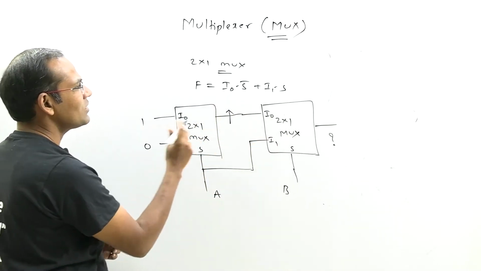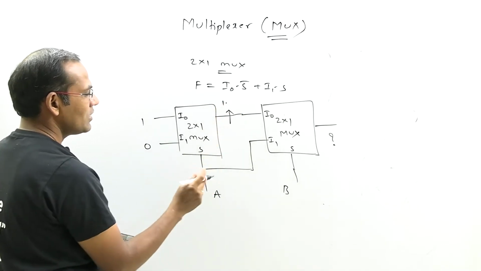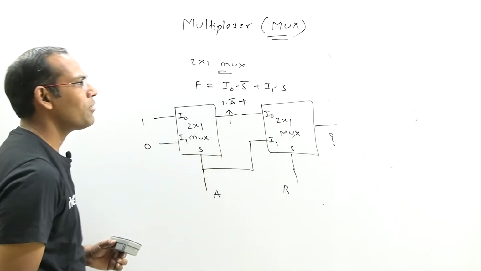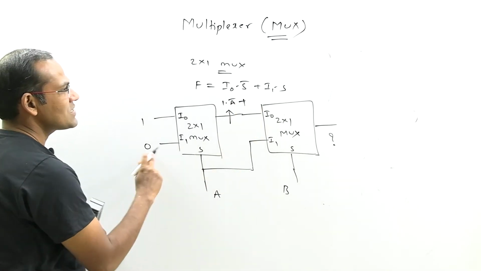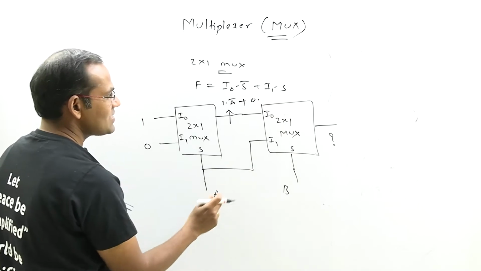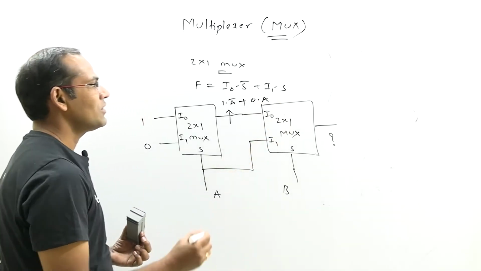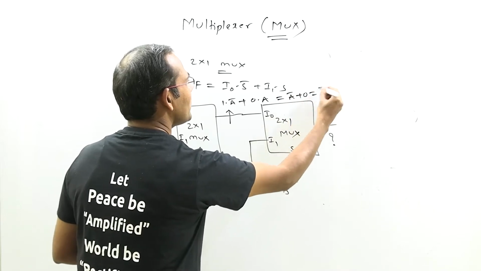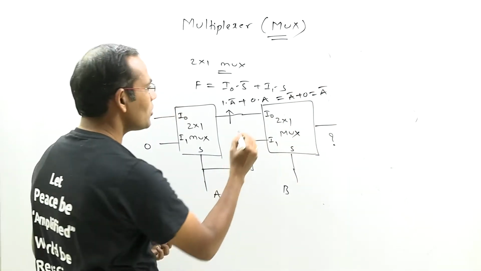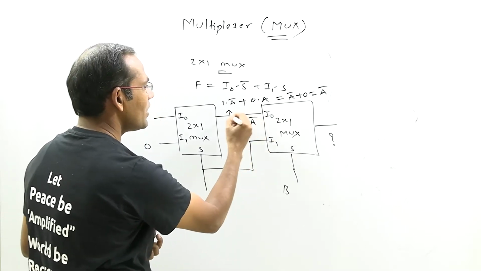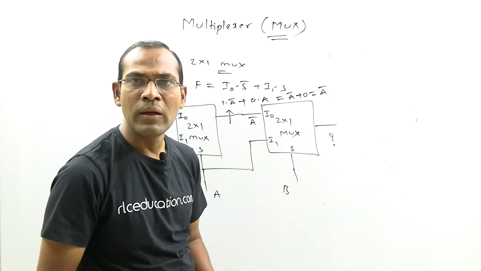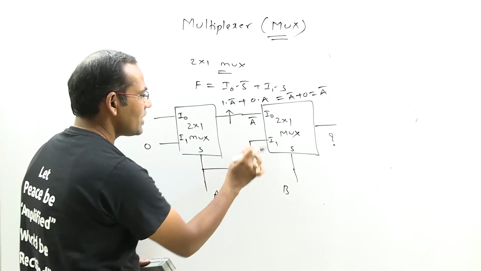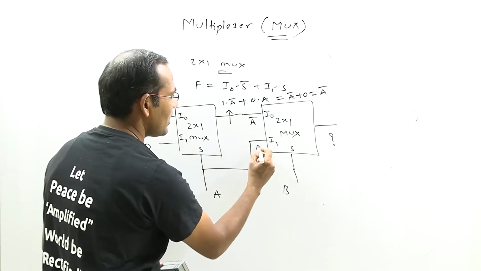Here I0 is 1, so 1. Here S is A, so S bar means A bar. 1 into A bar plus I1 is 0, S is A. 1 into A bar is A bar, 0 into A is 0, so finally A bar plus 0 means A bar. So here I0 is A bar, and this is connected here, so I1 is A.